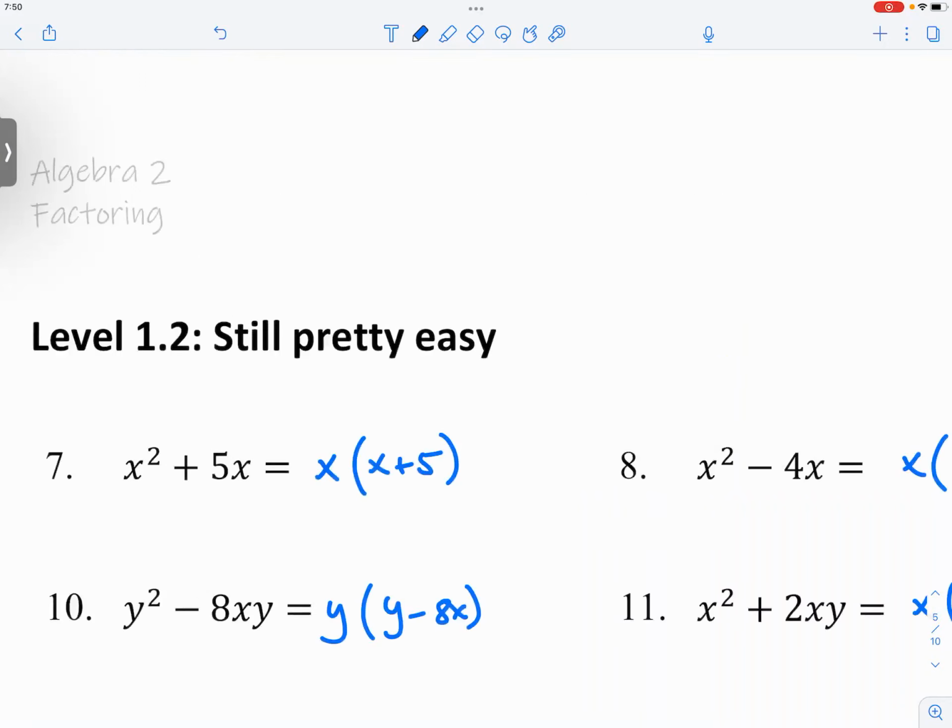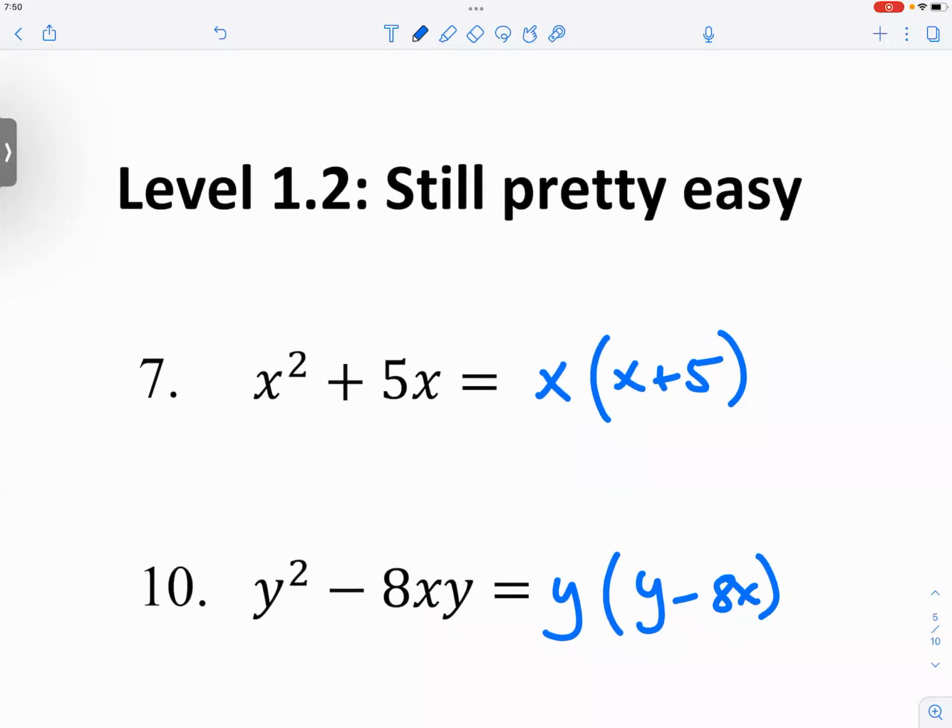But let's look higher. Okay, just look a little bit higher. Can't you see that you take out the common factor, like number 7? You took out the common factor, what, x, right? And then you just write down what's left inside the parentheses.